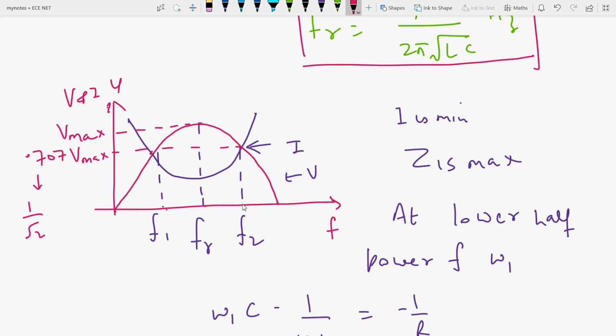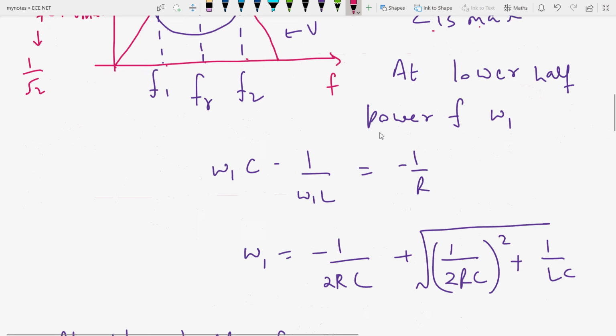That means at f1 and f2 we have V equal to 1 by root 2 times its peak value. The current is thereby falling. So the current is minimum and the voltage is maximum. As you can see, Z is equal to V by I. If the current is minimum, the impedance is going to be maximum. If the current falls, then the impedance rises. That means the voltage is at its peak.